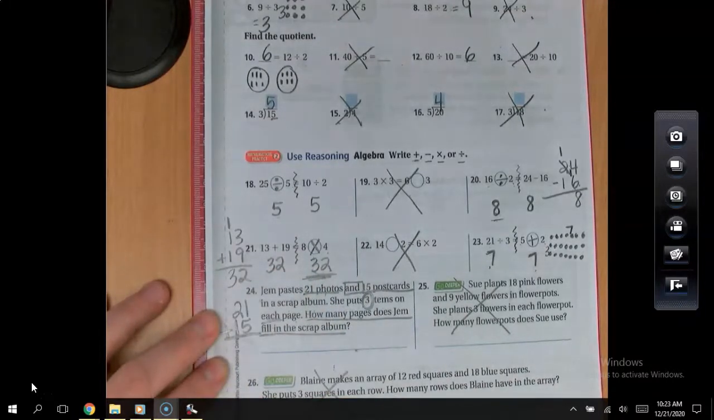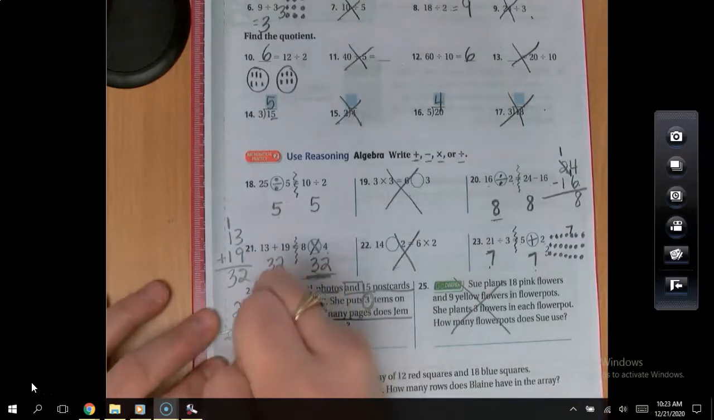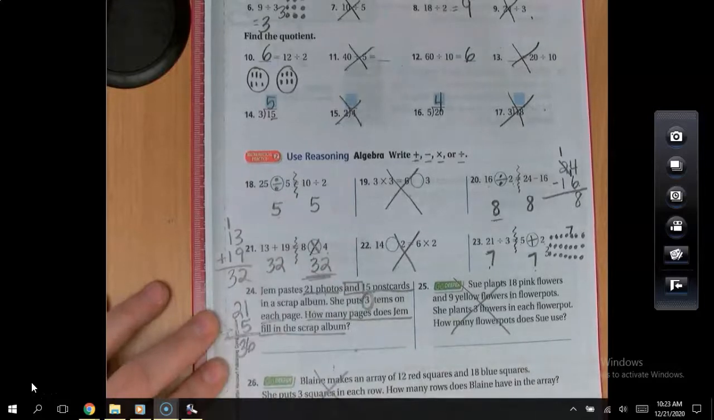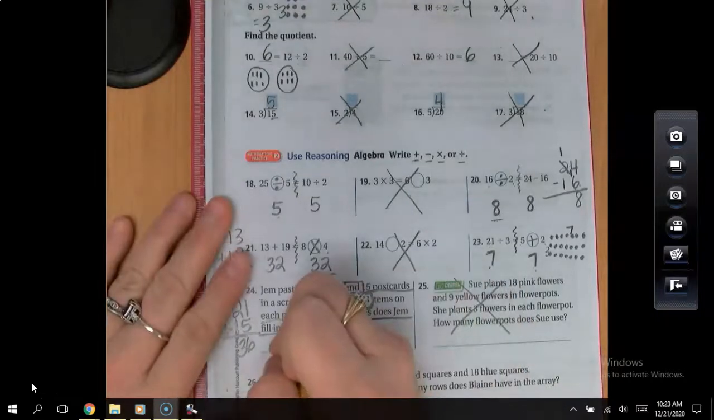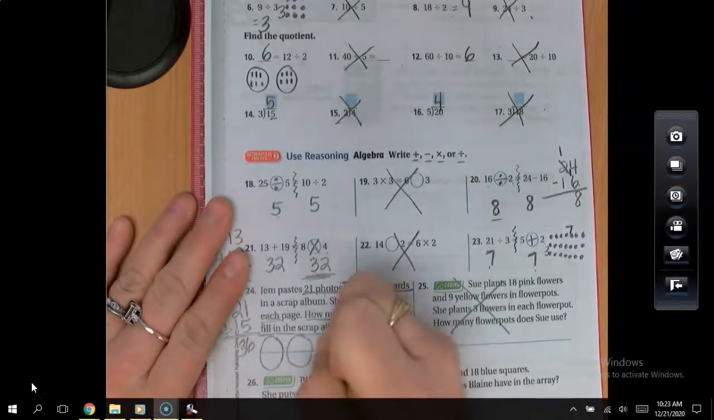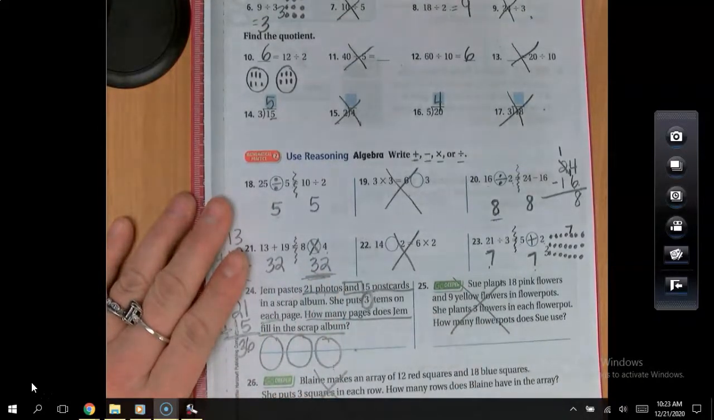Go ahead and stack it and add it on the side. See what you come up with. Did you come up with 36? If you did, you are correct. Okay? So now I know that she has a total of 36 items. She puts 3 items on each page. So you're going to have to draw a picture until you get to 36. You're going to put 1 in each one. So I'm going to have 3 groups. Put 1 in each one until you get to 36. And that will tell us how many pages she's going to need.